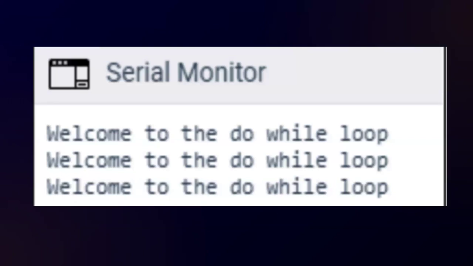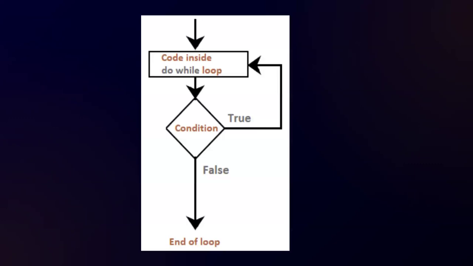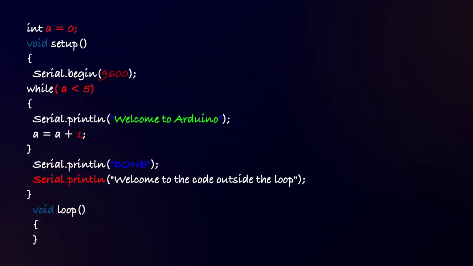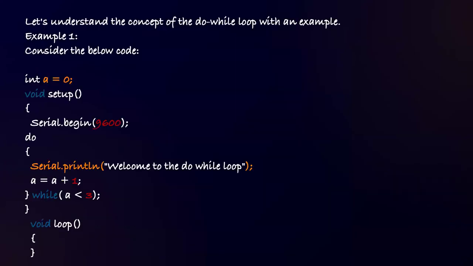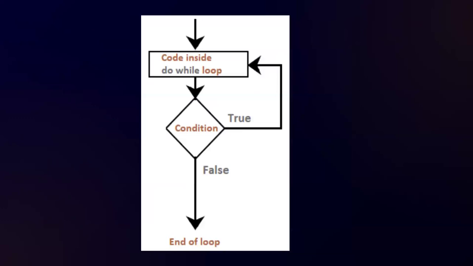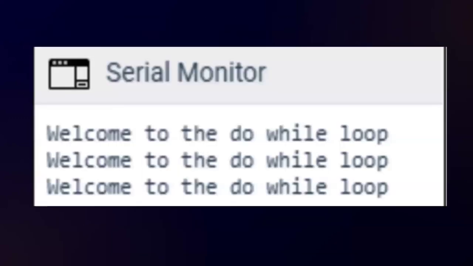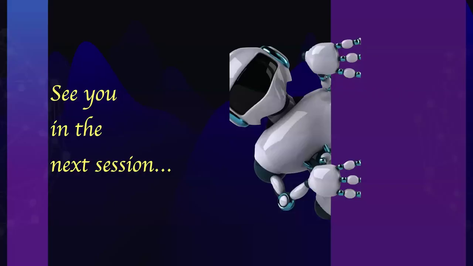So try to remember this flow chart, and in that way you will remember how it works. See, this is for the while loop. I'm showing it again. This is for the while loop, and this is for do while. If you keep both the flow charts side by side, you can compare them and you will get to know more about it. So this is it for the while loop session.